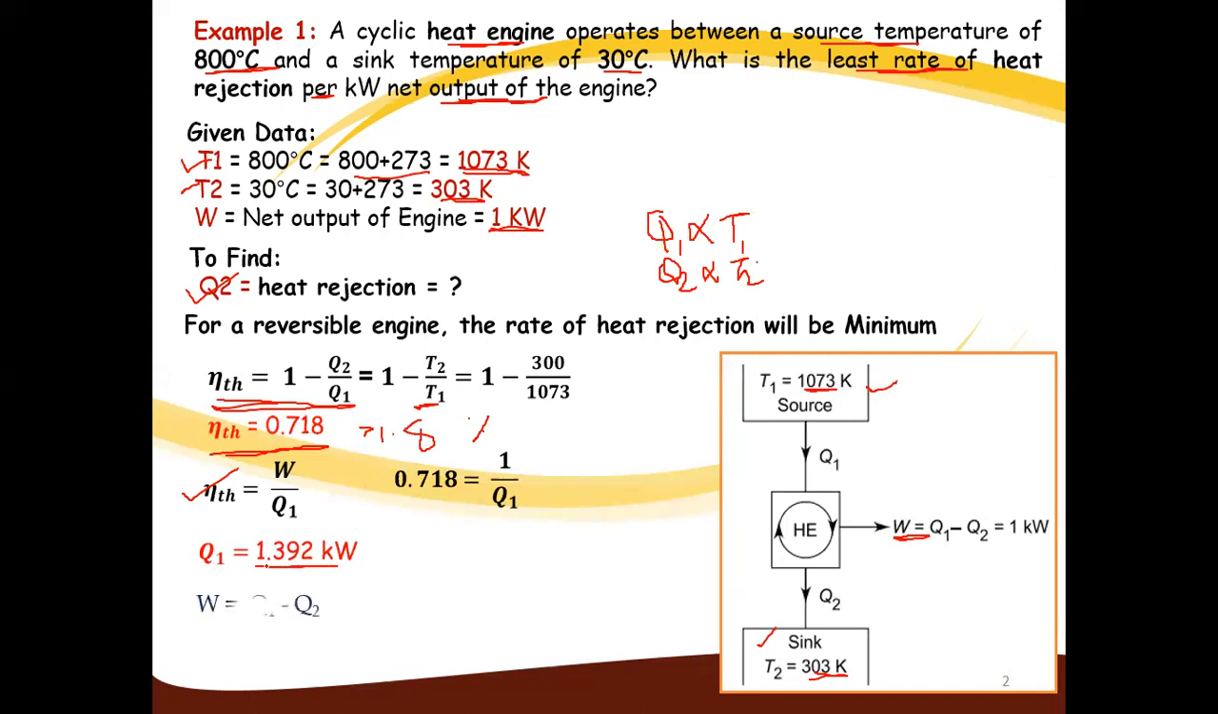Now we have to find out Q2. We know that W is equal to Q1 minus Q2. So put the value of W: W is 1, Q1 is 1.392 minus Q2. So we get the value of Q2 as 0.392. This is the heat rejection, that is the least rate of heat rejection per kilowatt. So for 1 kilowatt, we have a heat rejection of 0.392 kilowatt. So this is the first problem. Now we will see the second problem.